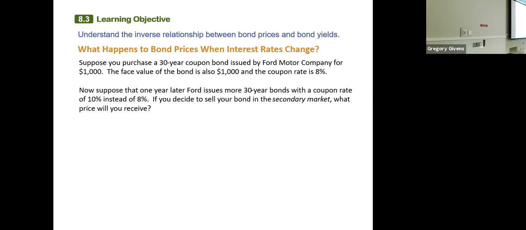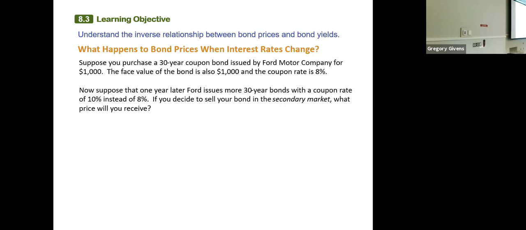Let's suppose that you purchase a 30-year coupon bond. Lauren, let's say from the Ford Motor Company, and you purchase this bond for $1,000. The par value of the bond is also $1,000. And the coupon rate is 8%, which means every year that you hold it, you're going to get an $80 coupon payment. And by the way, anytime you buy a bond for the same price that its face value is, then the yield to maturity is going to be the same as the coupon rate. So the yield to maturity here is also 8%.